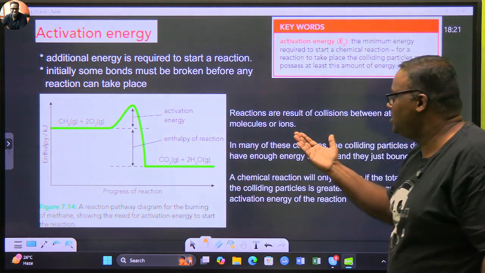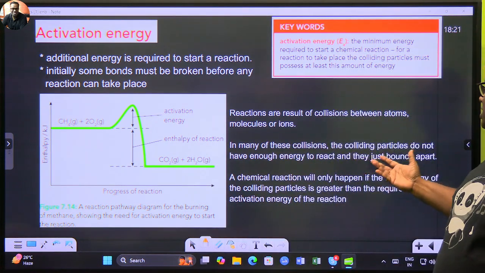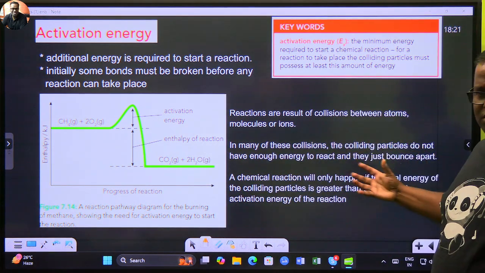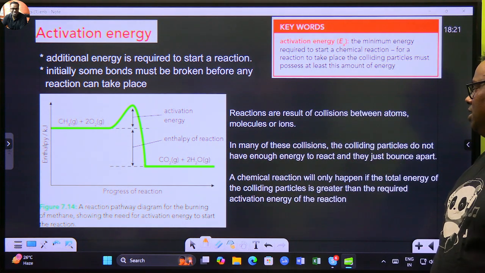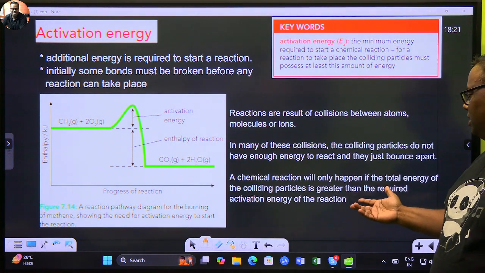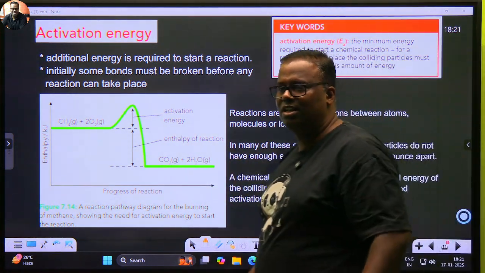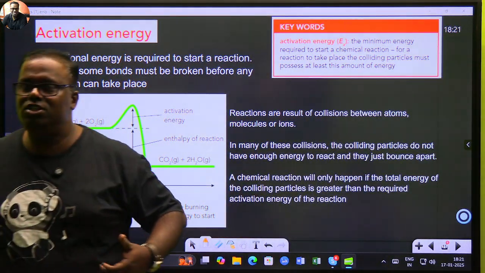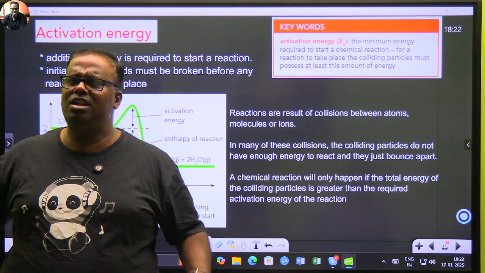So we say reactions are a result of collisions between molecules, atoms or ions. In many of these collisions, colliding particles do not have enough energy to react and they just bounce apart. They will collide, but that collision is not going to give rise to a reaction. They'll just bounce apart. A chemical reaction will only happen if the total energy of the colliding particles is greater than the activation energy required. Did you understand the last line? For a chemical reaction to happen, you should have energy more than the activation energy. Right now, your particles have energy less than the activation energy.